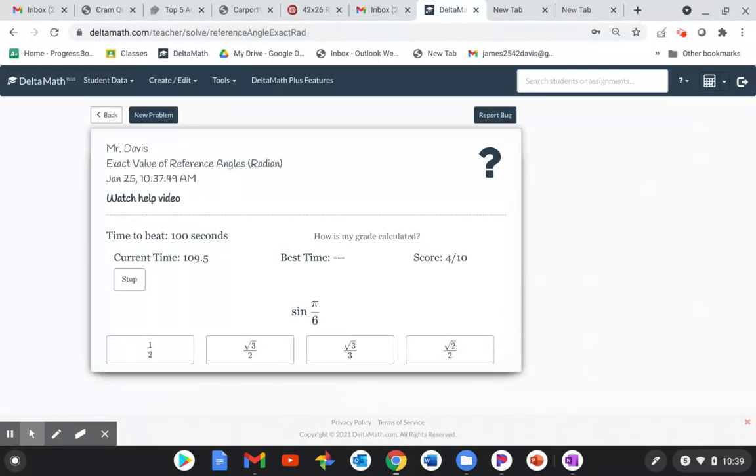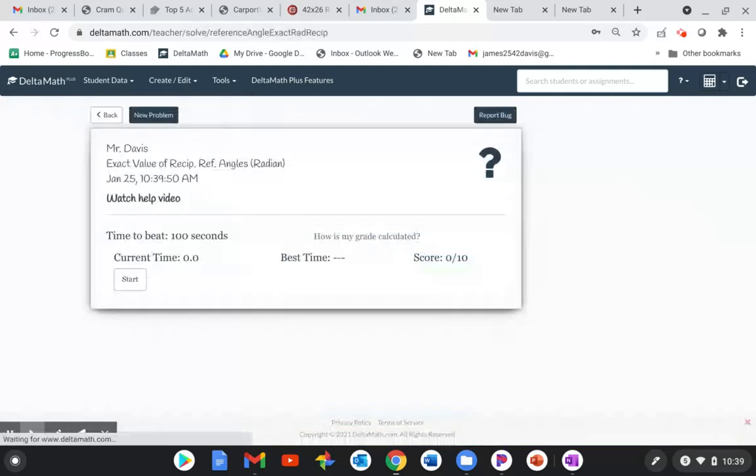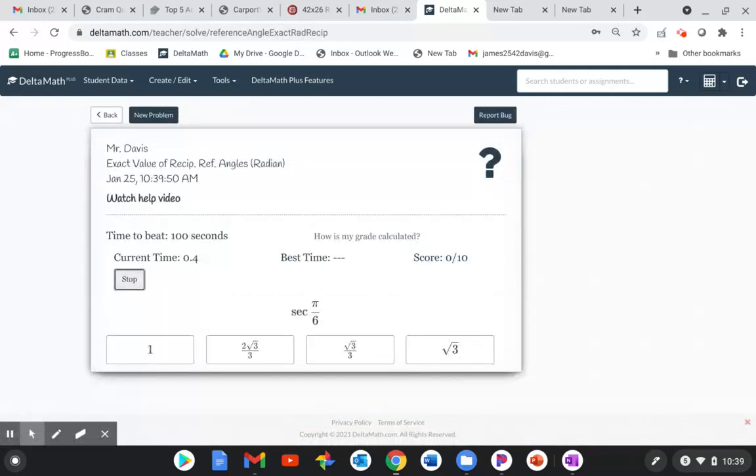Just continue this. And again, you've got to get 10 in a row under that 300 seconds. So that's very similar. And then the last one here is going to be some more radians, except you're going to have some secants and things like that. So this will be the hardest section.